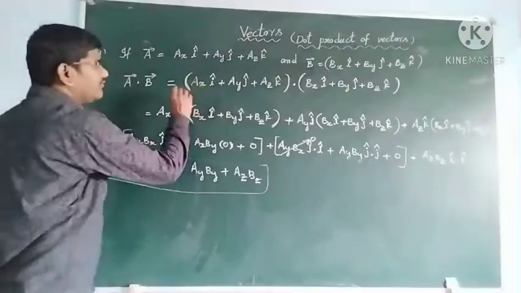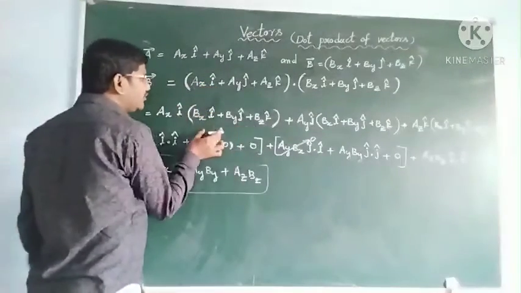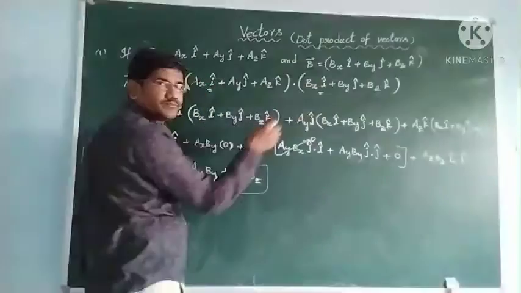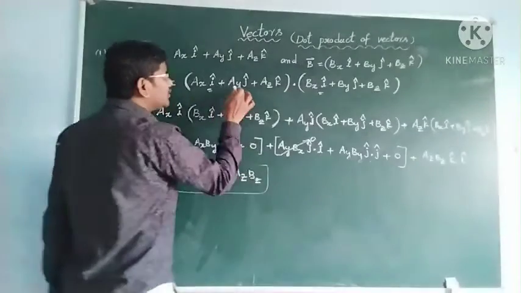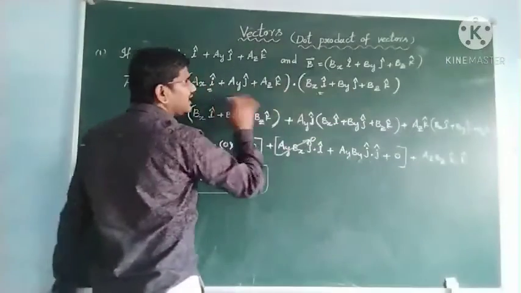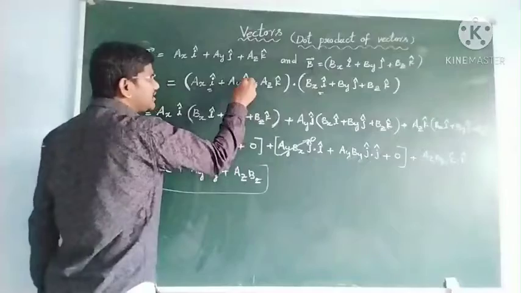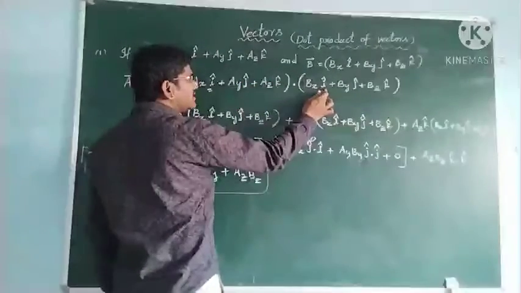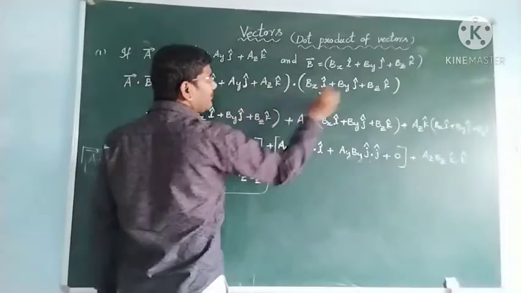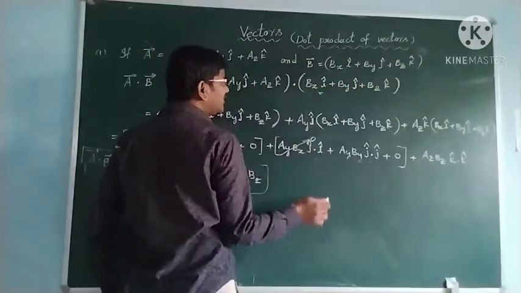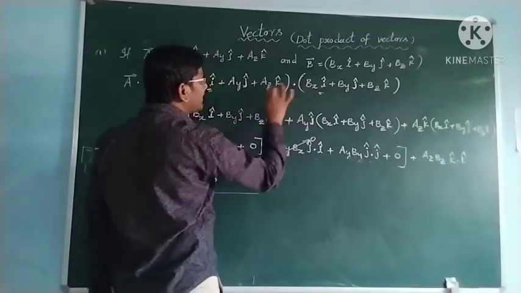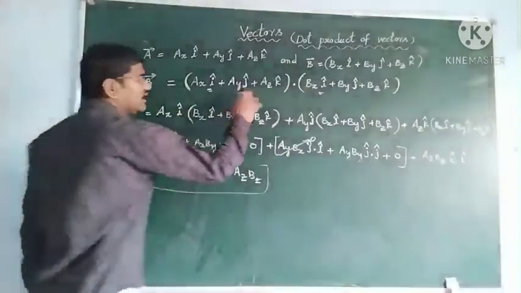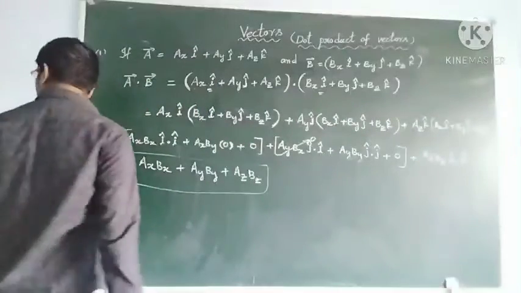So while multiplying with this term, every time you are multiplying, I dot I is allowed, I cap dot I cap is 1, I cap dot J cap is 0, I cap dot K cap is 0. Okay students, J and I are mutually perpendicular vectors, so the dot product will be 0. J cap dot J cap, the dot product will exist, and that's why Ay into By, Az into Bz. Only J dot J and K dot K you have to take. So A bar dot B bar we got it.